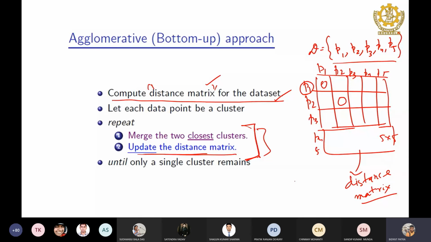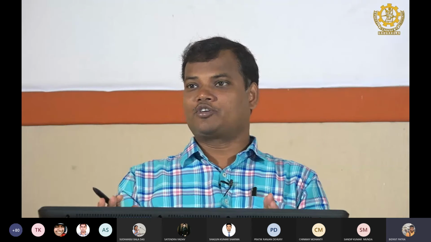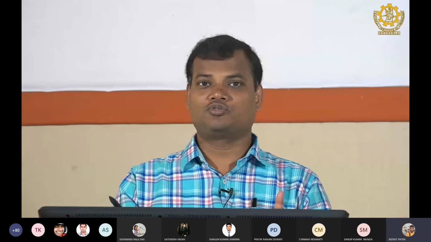What are those steps? At each step we merge the two closest clusters. That means at each step we are losing one cluster. Initially there are n clusters. When you merge two closest clusters, the number of clusters reduces to n minus 1. The next step it will be n minus 2, and the next step n minus 3. Then you reach a point where the number of clusters is 1. So that is the agglomerative approach.